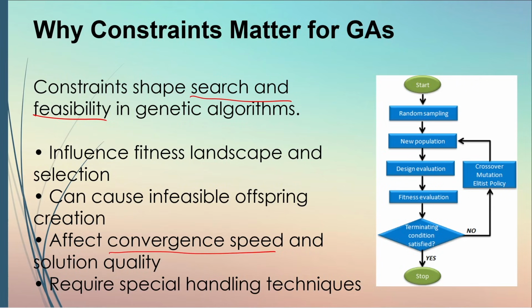Also it is responsible for causing infeasible offspring creation. When you do the constraint analysis, it affects the convergence speed and solution quality. So you require special handling techniques for handling the constraint. See, what are the three reasons? One, it influences the fitness landscape and selection. Second, it causes infeasible offspring creation, and third, it affects the convergence speed and solution quality.